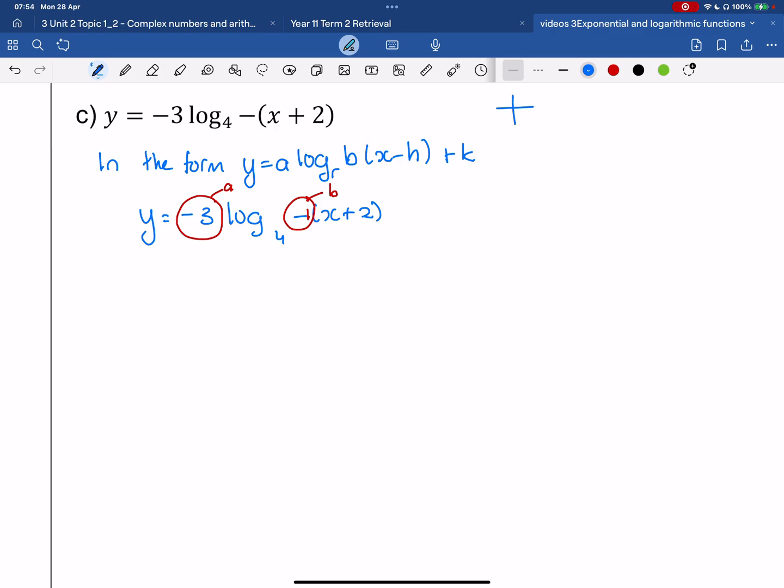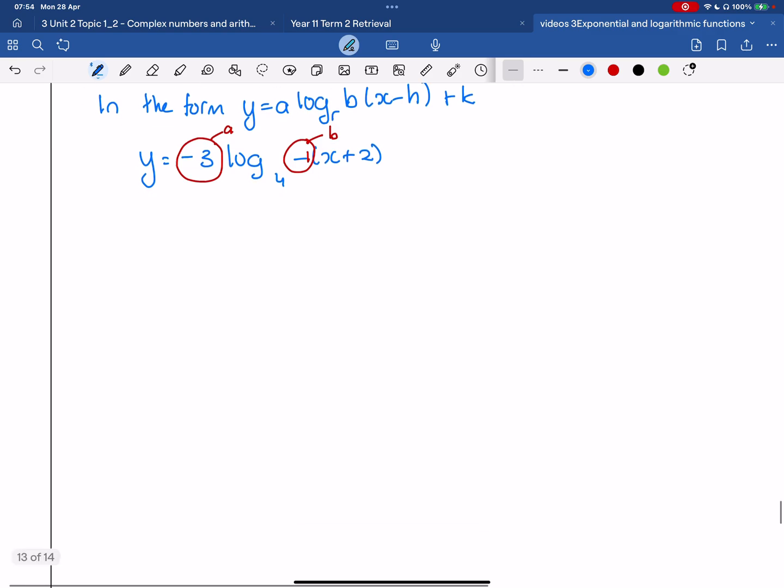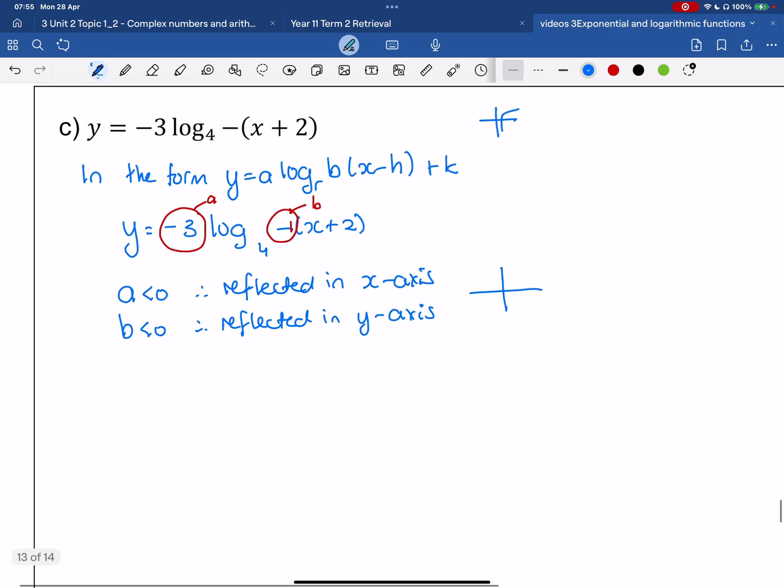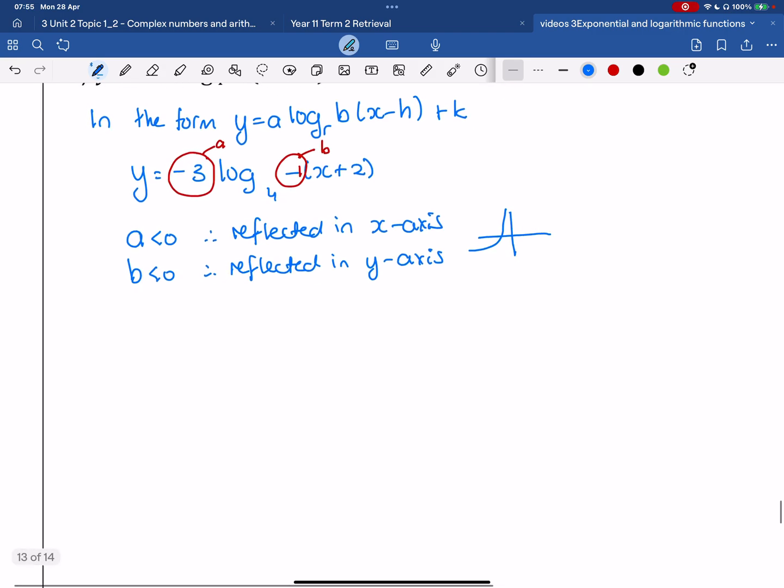So I remind myself, a positive log graph looks like that. So that will help me to figure out what the shape is of this graph that I'm going to be drawing. So I can say a is less than 0, so therefore it is reflected in the x-axis. B is less than 0, therefore it is reflected in the y-axis. And I'm just going to draw myself a little idea of what it's going to look like, because if it's reflected in the x-axis, I'm going to have my tail going up, but if it's reflected in the y-axis, it's going towards the left. So I'm going to have something that looks a bit like that, and that's what I'm expecting to have.